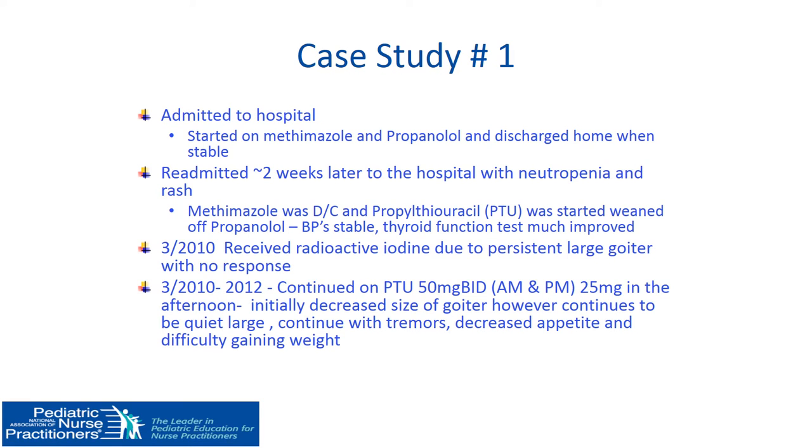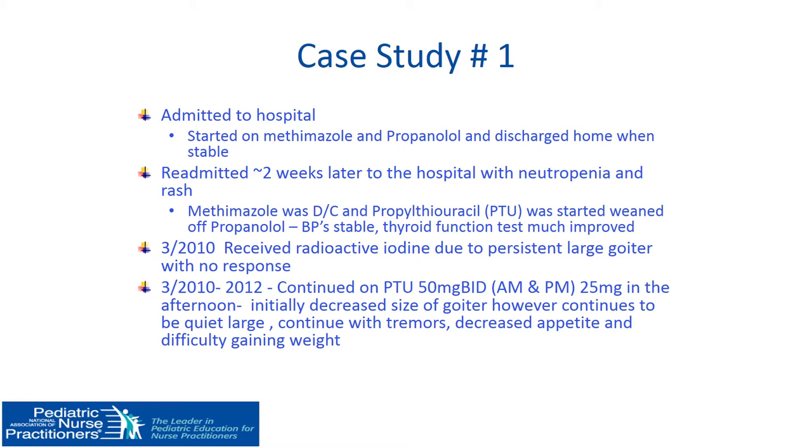He was started on methimazole and propranolol, the beta blocker, and discharged home once his symptoms were stabilized. Two weeks later, he came back to the hospital with neutropenia and a rash related to the methimazole. That was discontinued, and he was started on propylthiouracil. Eventually, he was weaned off the propranolol when his blood pressure normalized and his thyroid was more under control. He continued on that for a while until his large goiter had no response. I mean, it didn't change at all.